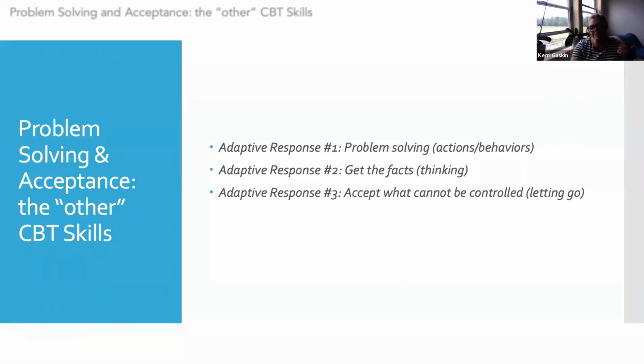If we look at adaptive response number 3, this is accepting what we can't control. This is letting go. And there really are times that we want to be able to control something, but our consistent attempts to do so are met with failure, right? And this can make us more frustrated, more angry, more anxious, more depressed. So sometimes choosing, because we always have a choice, choosing to let go of the things we cannot control is absolutely necessary to prevent our problems from getting worse. And by doing this, we let go of some of the burden of failing over and over.